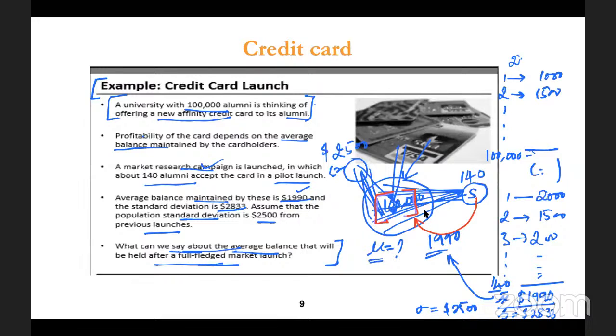Inferential statistics. I have a sample, so I apply inferential statistics on this data, and I'll get the estimate of the population parameter. That is the inferential statistics we discussed so far. Using the sample, we are going to apply confidence intervals and estimate the range of the population mean for the full-fledged implementation of the card for the students.